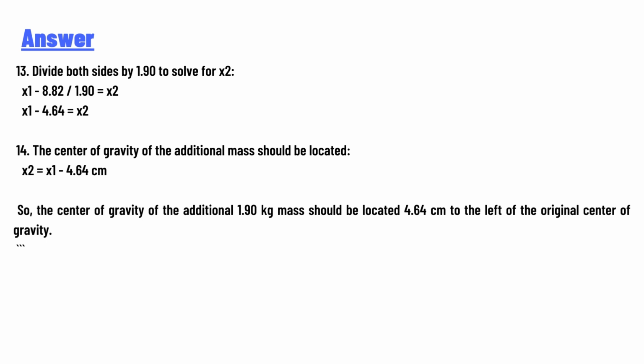The center of gravity of the additional mass should be located at x2 equal to x1 minus 4.64 centimeters. So the center of gravity of the additional 1.90 kilogram mass should be located 4.64 centimeters to the left of the original center of gravity.